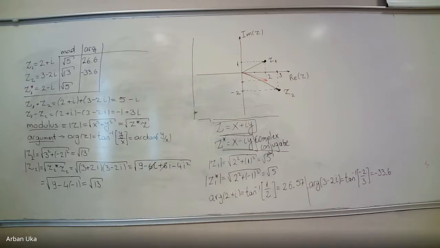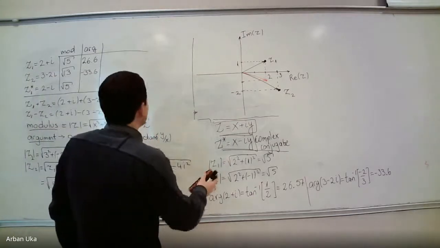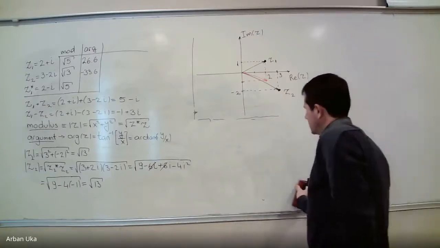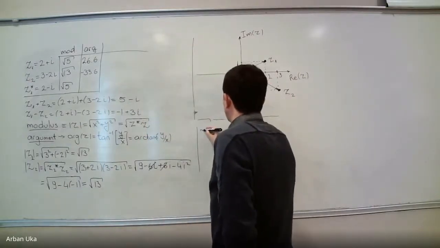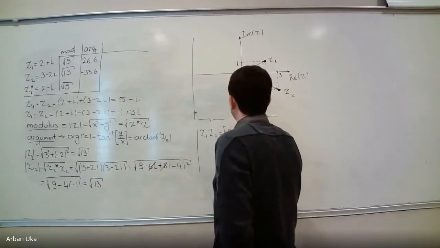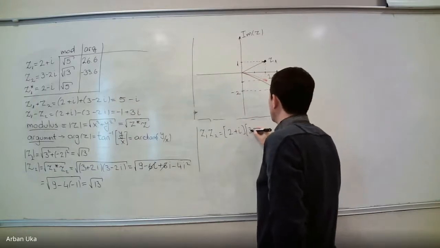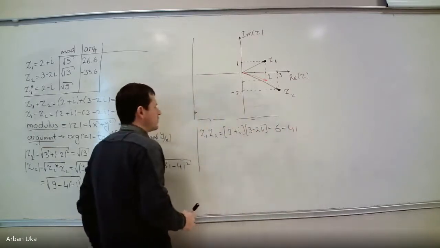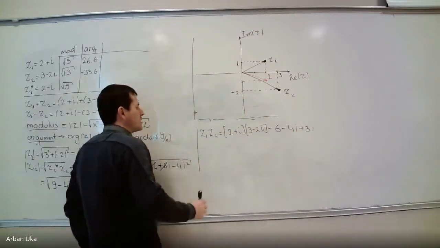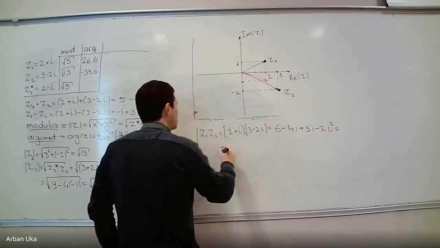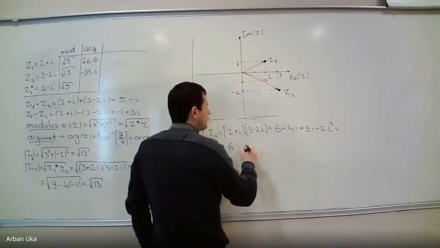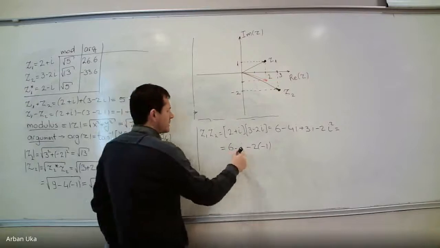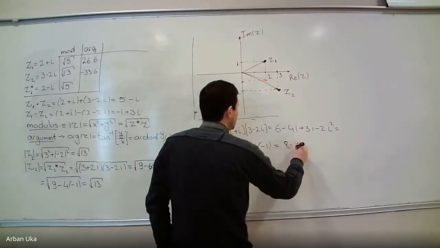Okay, and then, since we are dealing with the multiplication of numbers, let's try to see what is the multiplication between Z1 and Z2. So here we have Z1 times Z2. This would be equal to 2 plus i times Z2, which is 3 minus 2i. And this would be equal to 3 times 2, we get 6, minus 4i, plus 3i, and we get minus 2i squared. And this is equal to 6 minus i, minus 2 times minus 1, because i squared is minus 1. So we get then, this is plus 2, so this will be equal to 8 minus i. So we have here 8 minus i.